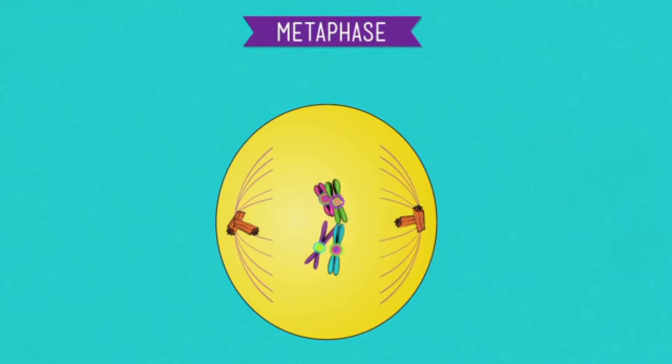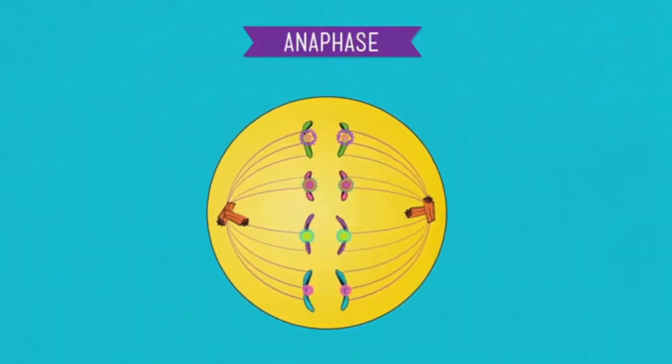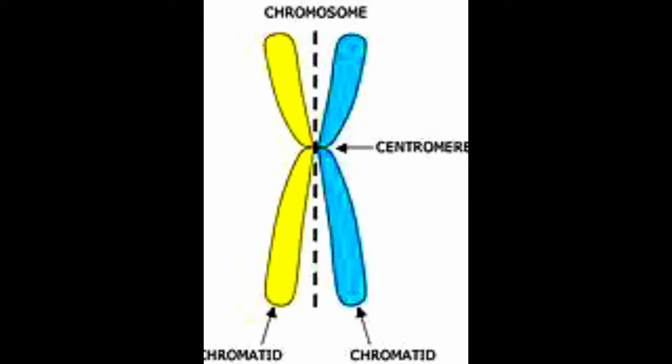The second stage is the metaphase, during which the chromosomes line up at the cell equator and the spindle fibers attach to the centromere of each sister chromatid. Next, the cell goes into anaphase, which is when the sister chromatids, now called chromosomes, are pulled to opposite ends of the cell by the spindle fibers.